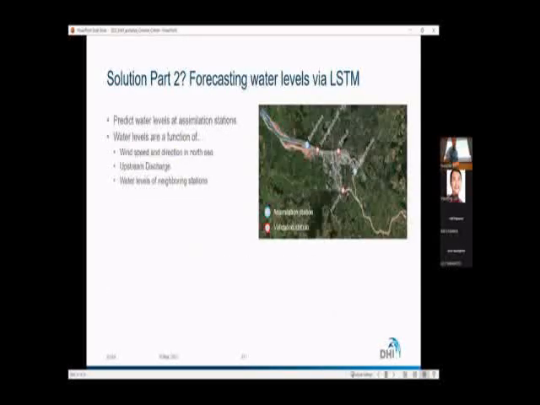So, predicting water levels at assimilation stations, which are a function of wind speeds and directions in the North Sea, upstream discharge, and water levels of neighboring stations, which implicitly include, of course, maybe information about bed resistance when we look at the propagation between 2 adjacent stations. Also meteorological conditions like barometric pressure and so on. So these might be the features we want to include in a model.